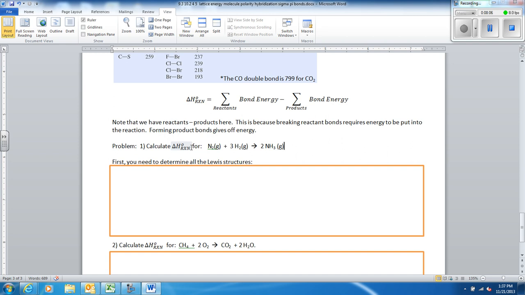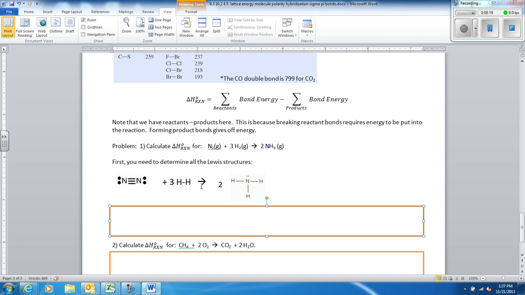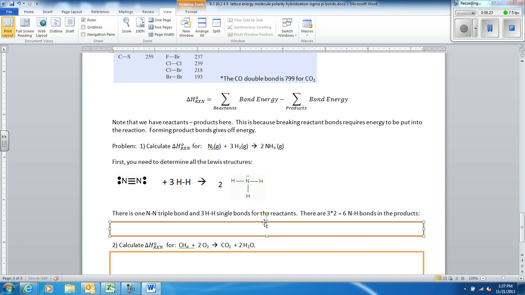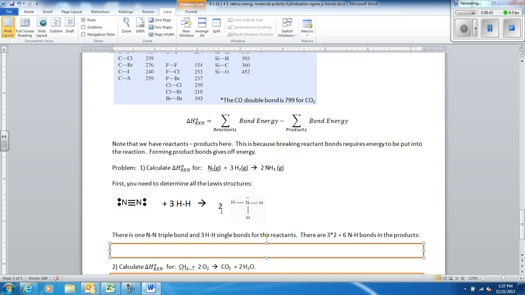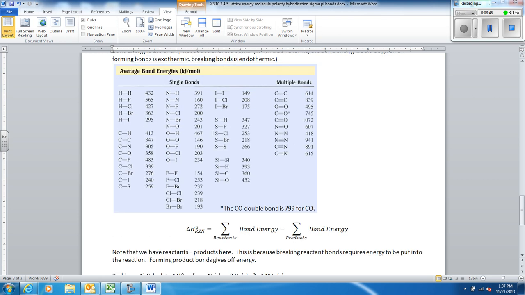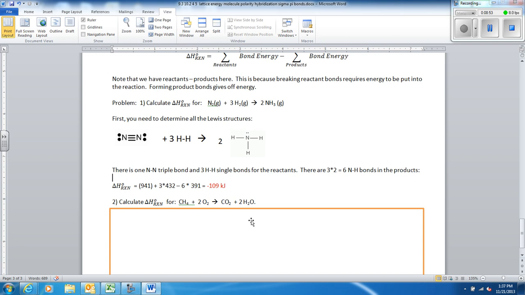Okay, so to find heat of reaction for a reaction, we have to first draw our Lewis structures. You could do this yourself. I'm about to show you the Lewis structures. So we have an NN triple bond, 3 HH bonds, and 6 NH bonds. That's a little tricky. You have 3 NH bonds times 2. So we have 6 total NH bonds. And then we just use the data up here. We look up an NN triple bond, right there, 941, plus the other reactants, HH, 3 times 432, minus, because we're going to subtract our products, minus 6 times, where's the NH? 391. And hopefully this answer is correct. You can check the math on that.